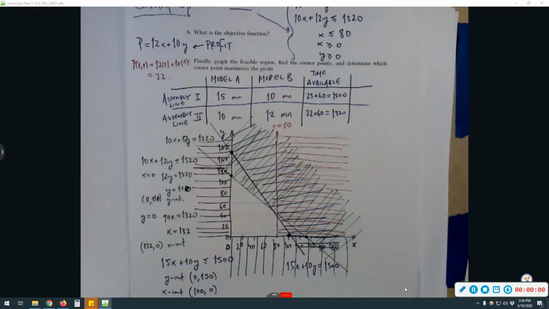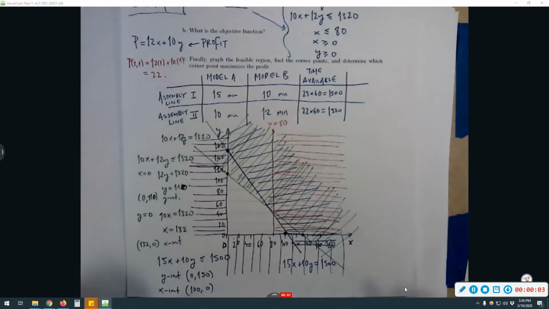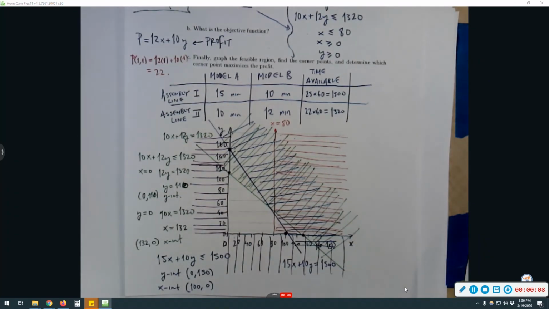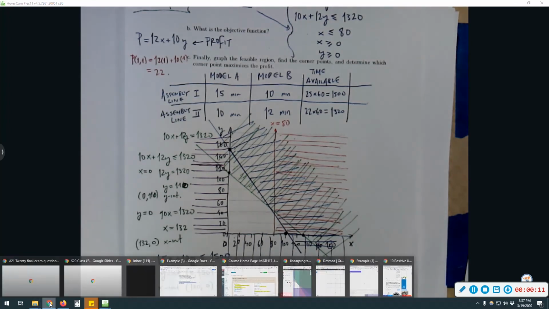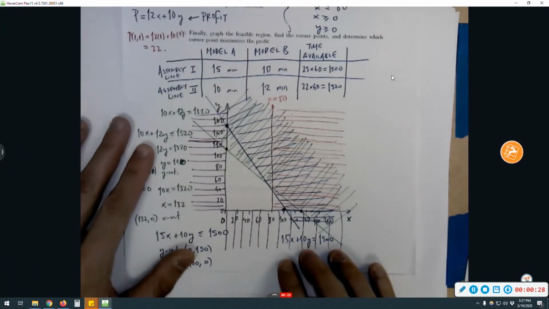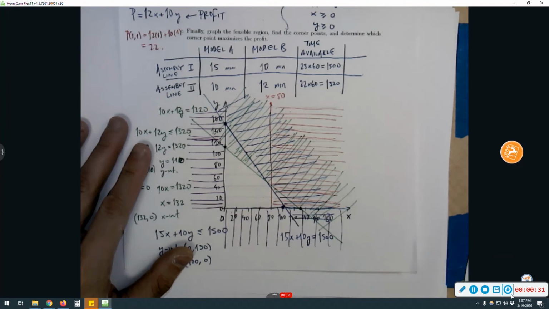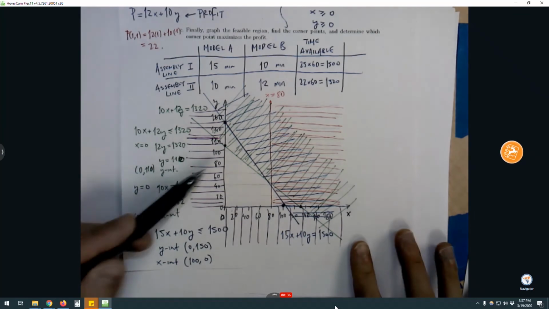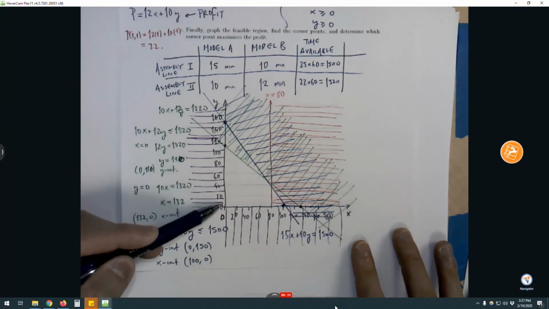All right. Now that we have the feasible set here, we're going to use the fundamental theorem of linear programming, which says that the maximum or minimum value of the objective function is achieved at one of the vertices of the feasible set. So that means, going back to our picture here, that the maximum of our profit function will exist at one of these vertices.